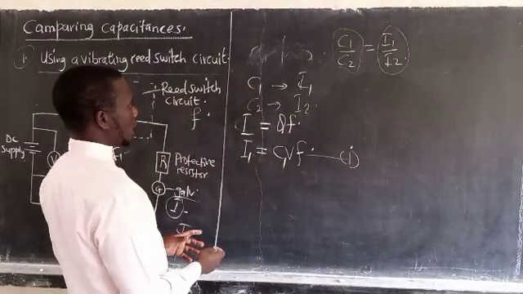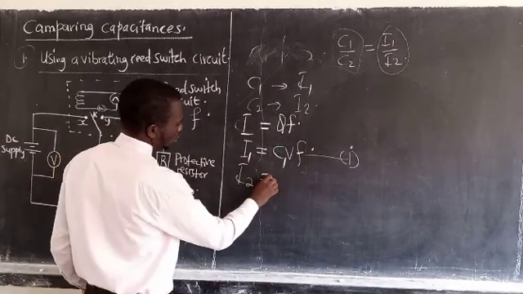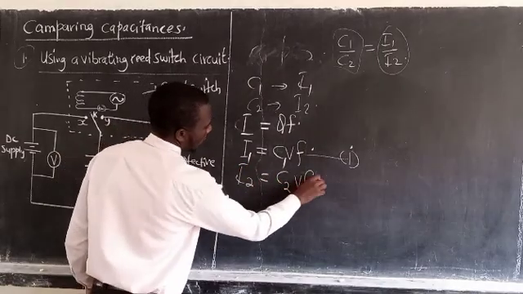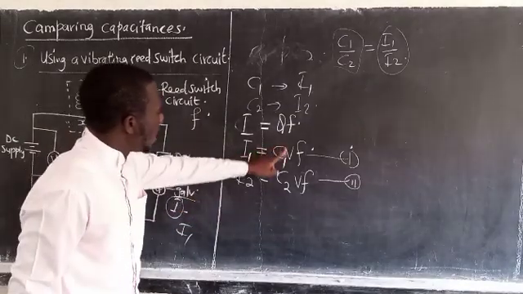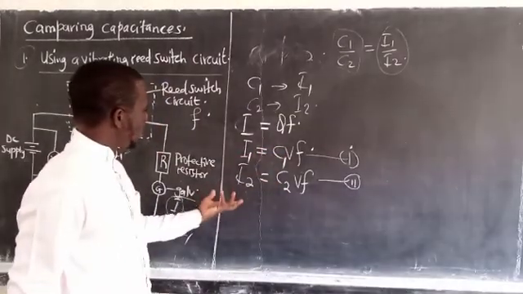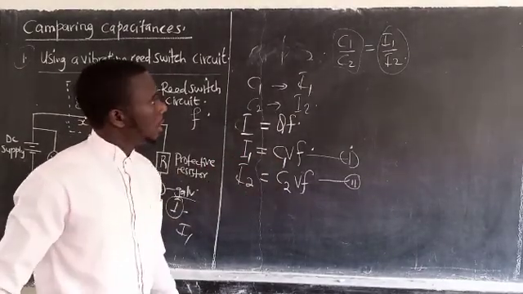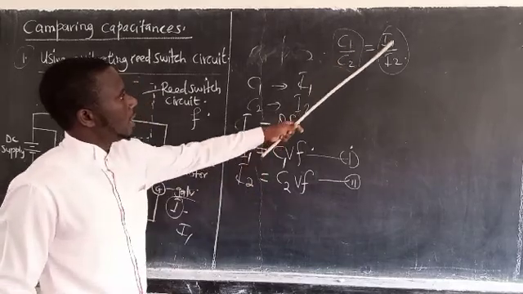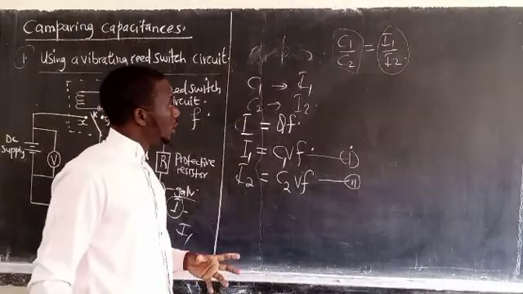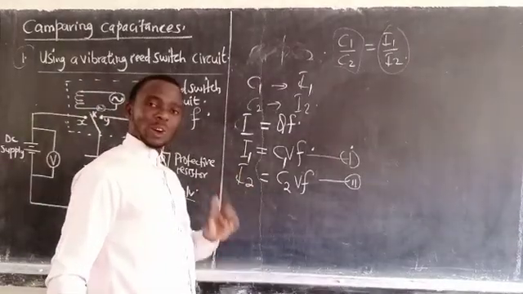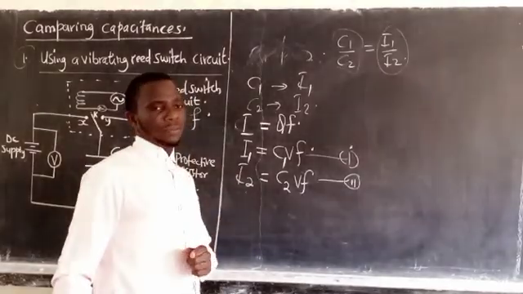When you put a capacitor of capacitance C2, you get a current I2, which is C2Vf. That is equation 2. And you realize that if I take equation 1 and divide by equation 2, I get I1 out of I2 equals C1 out of C2. That's how I say I1 out of I2 equals C1 out of C2. By so doing, we are able to compare and know which capacitor has a greater capacitance than the other.